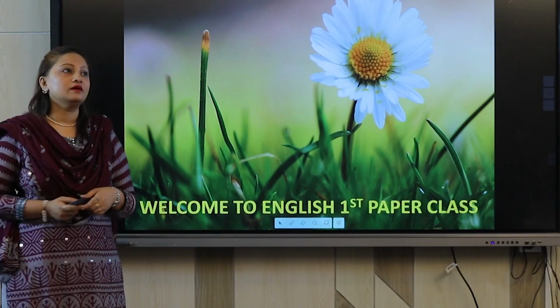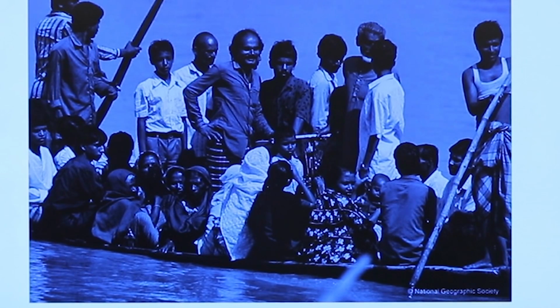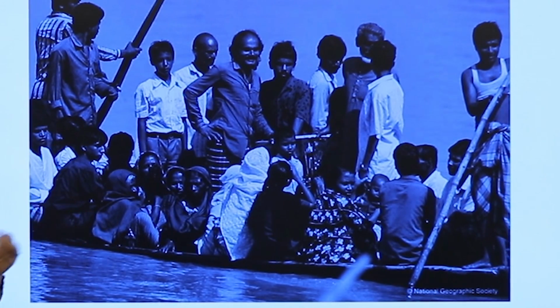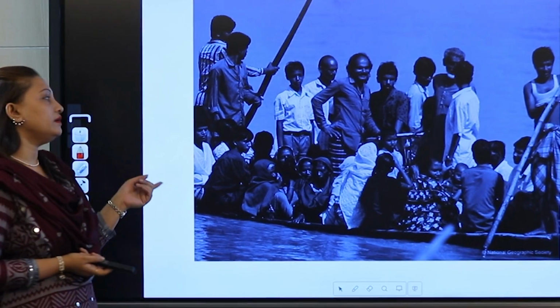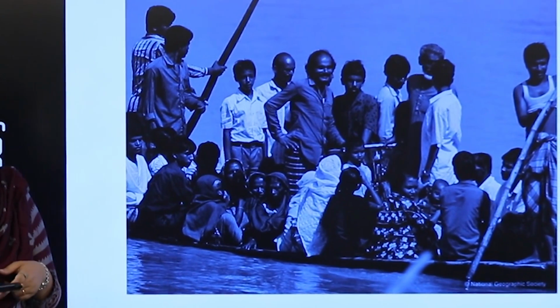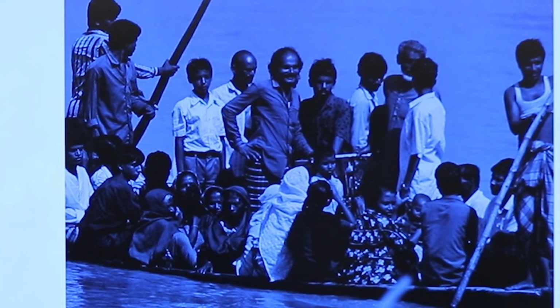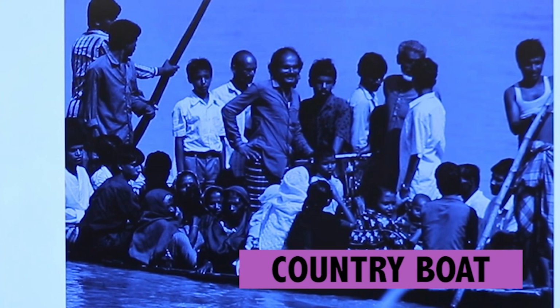Please follow me. So what you can see over there, here lots of people are traveling on board and mostly they are from village. They are called villagers. And what type of boat do they travel on? In Bengali it's called dinghy nauka or khea nauka. And also in English it's called country boat.